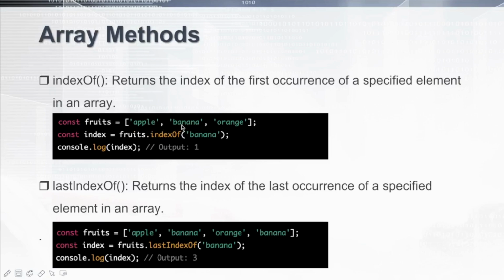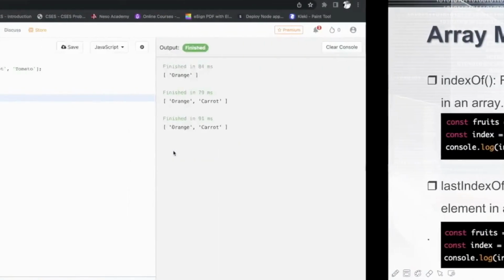So I'm saying the first occurrence because we can have banana appear in more than one position here. So I can have banana somewhere here as well. So indexOf will always return the first index, so the index of the first occurrence of this element. So let's see that in action.